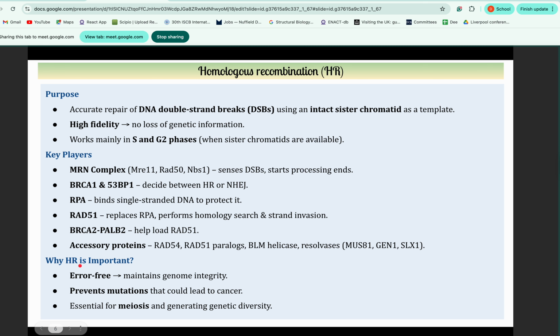Now the question is why this homologous recombination is important. We've already discussed that it is error-free, it prevents mutations, because in alternative end joining there are chances of mutations, but in this case there is no chance of mutation. It is also essential for meiosis and generating genetic diversity, because in recombination two different chromosomes share some genetic components, so in this way they can generate genetic diversity.